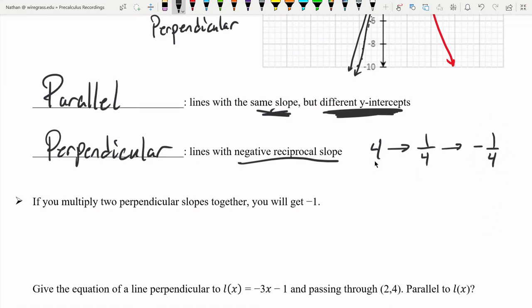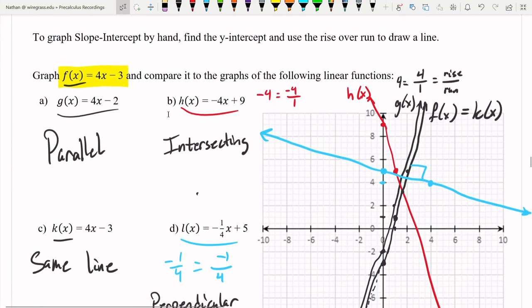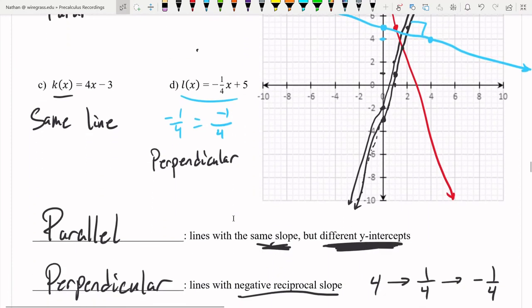So 4 is the same thing as 4 over 1. You're just going to flip that. That's what reciprocal means, and then give it a negative sign. So if it were negative, it becomes positive. If it's positive, it becomes negative. That's how you can find a slope and a perpendicular slope. So as I said before, f of x had a slope of 4. L of x had a slope of -1/4. So negative reciprocal. I know it's perpendicular.